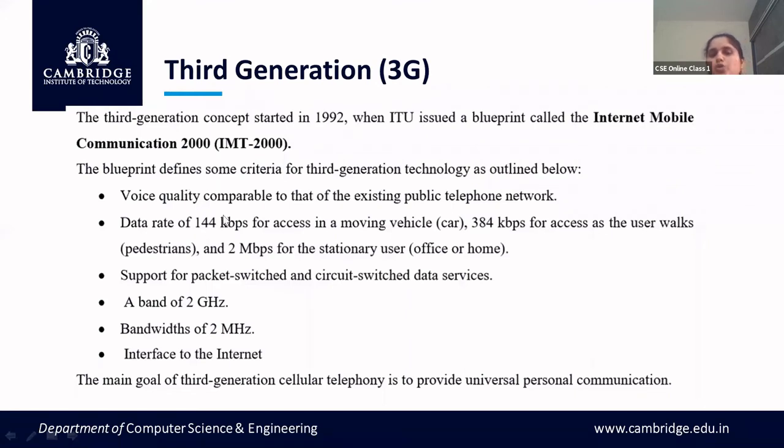It supported both packet switching as well as circuit switching topologies, so a call could be made to a landline or to a mobile phone. Whether it was from landline to landline or landline to mobile phone, that did not matter in your third generation systems. It was using a band of 2 gigahertz and a bandwidth of 2 megahertz. This was the first interface which was developed for internet users.